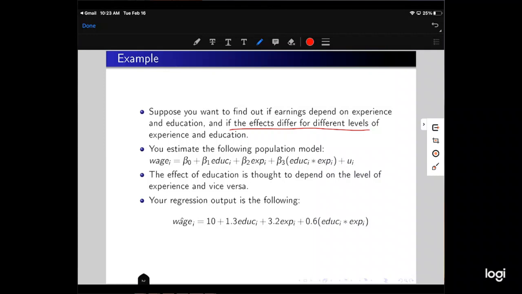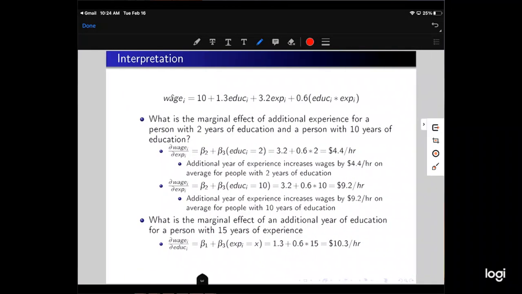So you estimate the following model. Wages are a function of education, experience, and the interaction of the two. And the effect of education is thought to depend on the level of experience and vice versa. Your regression output is the following. So you have an intercept of 10, which means that when education is 0 and experience is 0, then you get an average of $10 per hour.